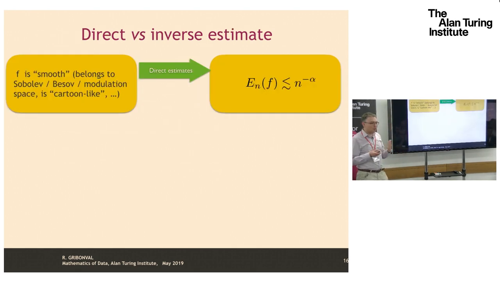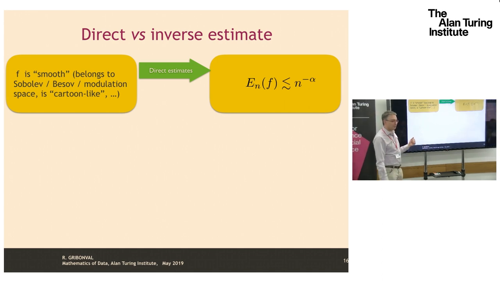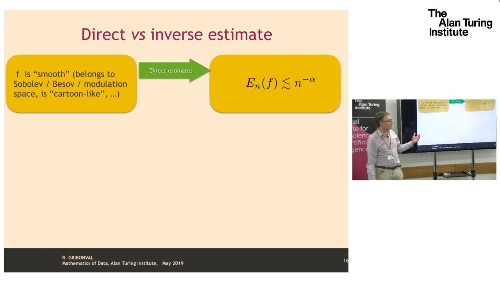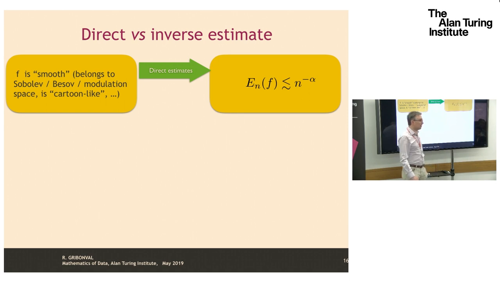So we want to understand what are these trade-offs between the sparsity budget for the network and accuracy. One type of result we could expect are the so-called direct estimates. Assume something on your function. For example, it's smooth in a Sobolev or Besov space, or maybe it is cartoon-like, like we are used to in image processing for modeling. And can we derive some bounds showing that the error decays at a certain rate with the number of connections?